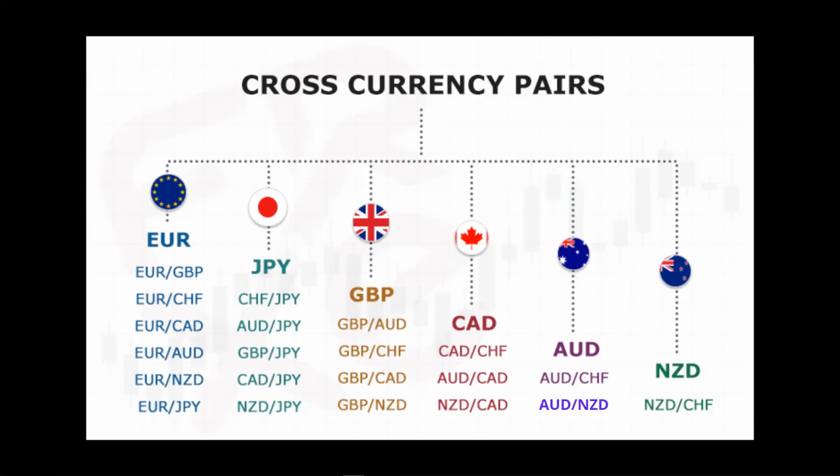Now, there are slightly less popular pairs that often experience more wild swings in both directions due to less liquidity in the market. They are Euro JPY, Euro GBP, GBP CHF, and AUD NZD.